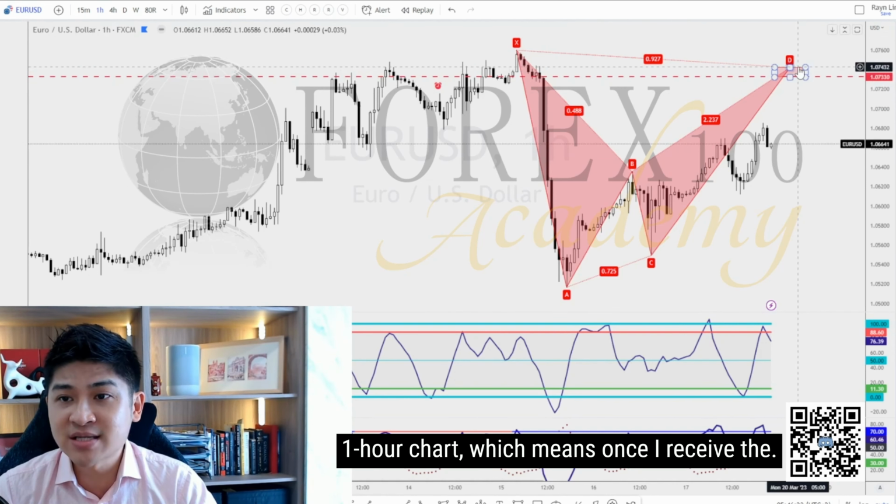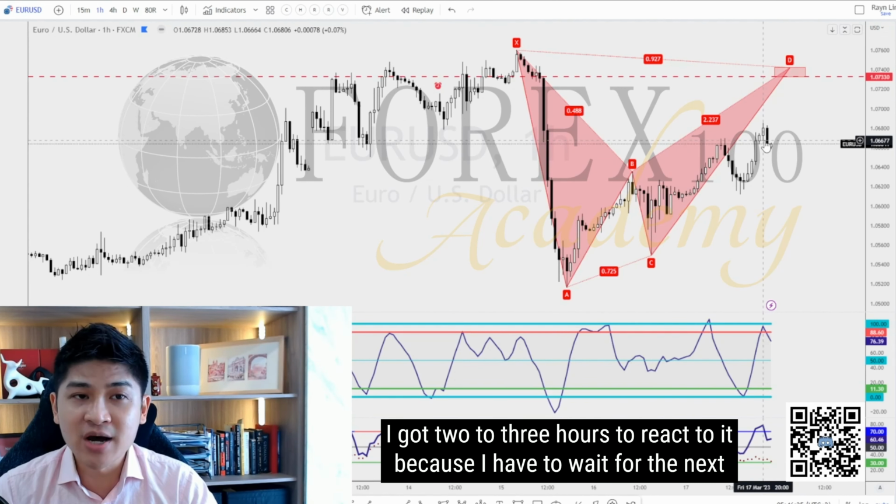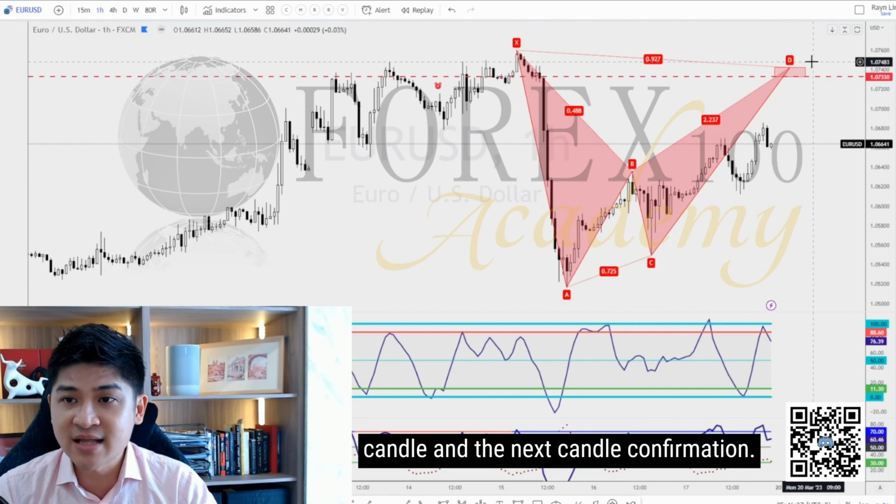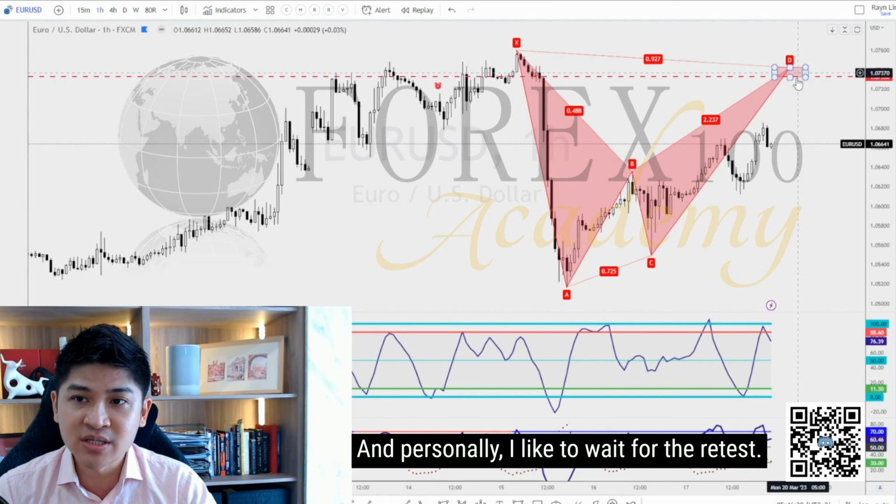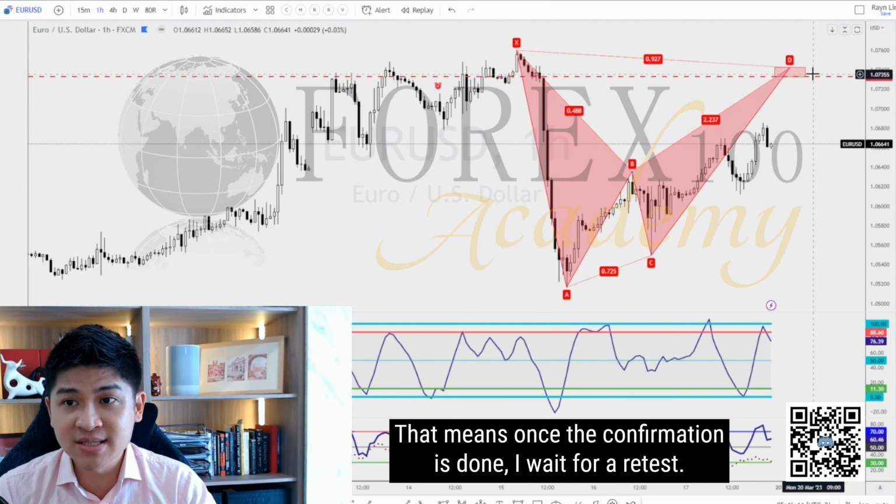I'm trading off a higher time frame than most traders out there, who use the 1-hour chart, which means once I receive the alerts, I get 2 to 3 hours to react to it, because I have to wait for the next candle and the next candle's confirmation. And personally, I like to wait for the retest. That means once the confirmation is done, I wait for a retest.